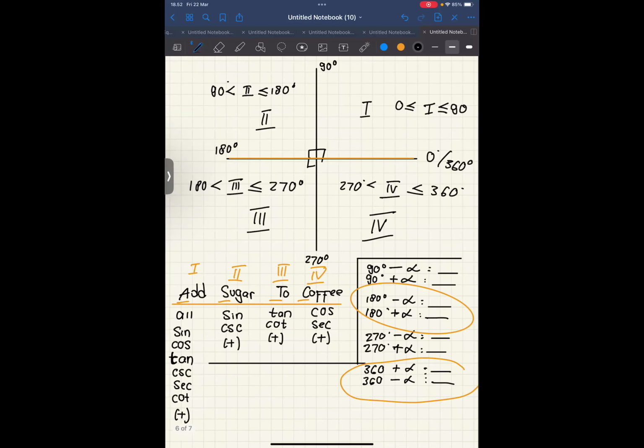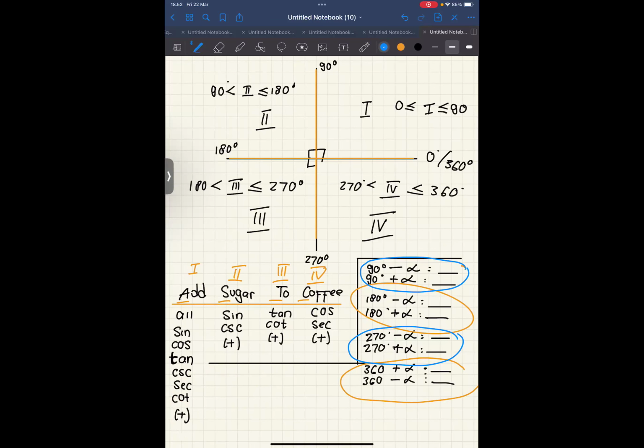It's a different matter if we're looking for the vertical ones, 90 degree and 270 degree. If we use either this 90 degree or 270 degree, the sine, cosine, and tangent will change.